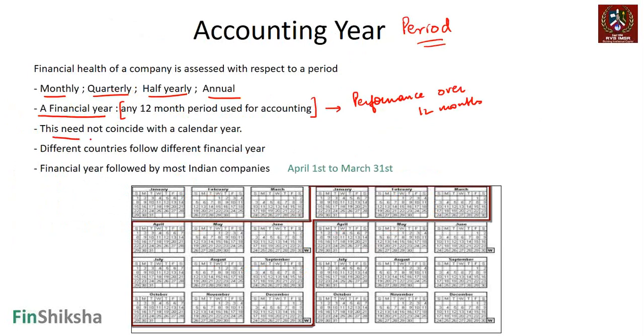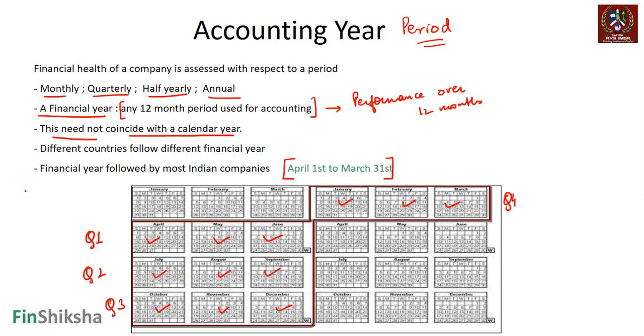This may not coincide with the calendar year. In the context of India, we have April 1st of a particular year to March 31st of the next year as the accounting period. April, May, June is considered quarter one. July, August, September is quarter two. October, November, December is quarter three. And January, February, March is quarter four in India's financial year.